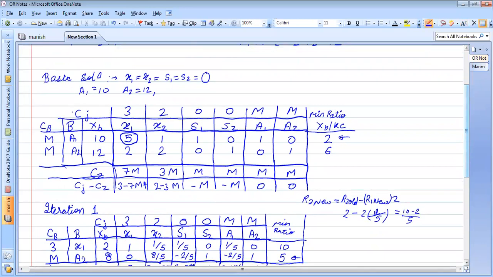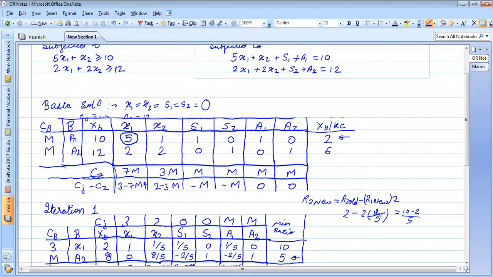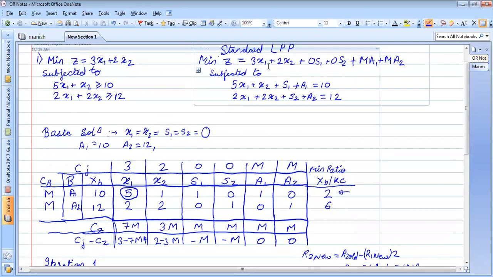So initial solution table will be Cj, CB, B, XB, x1, x2, s1, s2, a1, a2. Then you will write the coefficients. So the coefficients are 3, 2, 0, 0, M, M. If you remember, in the last problem where we had the maximization problem, we had minus M, minus M, but since this is a minimization problem, we have plus M, plus M.